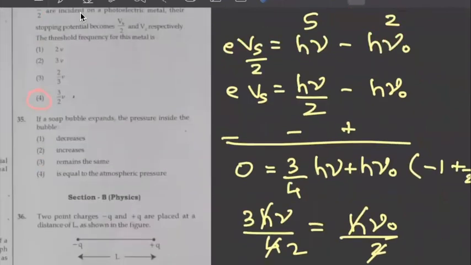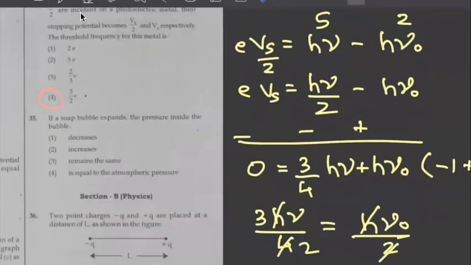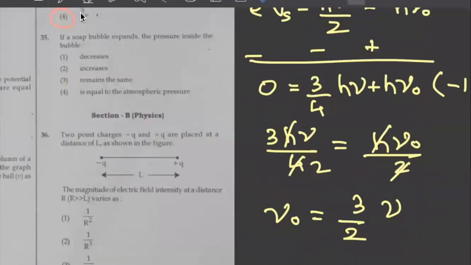So am I getting 6 here? Let's check. If I'm dividing by 2, I'm dividing 5 by 2, so I have 2.5, and here I have the same number 2, so I'm getting only 2.5 minus 2 is 0.5. So the numbers they have given are actually wrong. This question is wrong, but using the wrong data if you want to solve it, this is the answer, 3 by 2 nu. Okay, fine.